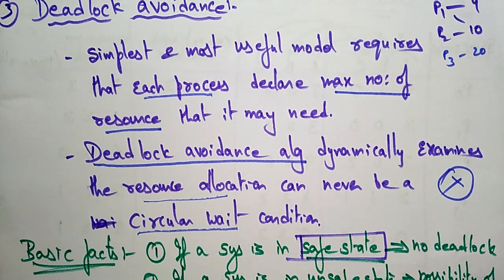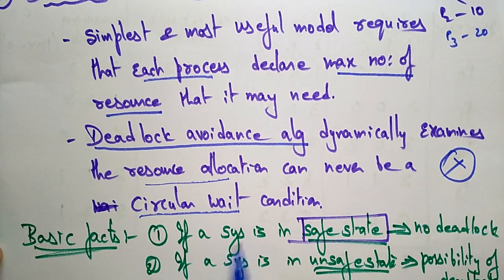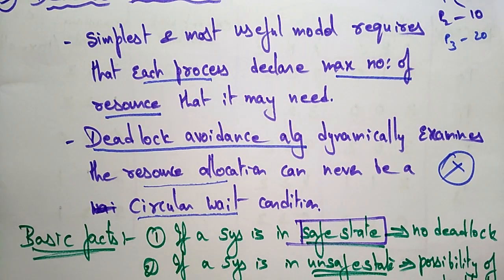The basic fact involved in deadlock avoidance is, if a system is in a safe state, there should be no deadlock. So what do we mean by a safe state? A safe state means processes are allocated resources in some sequence, without any confusion and without any conflicts. Your processes execute successfully without any problem. Then you can say your system is in a safe state.